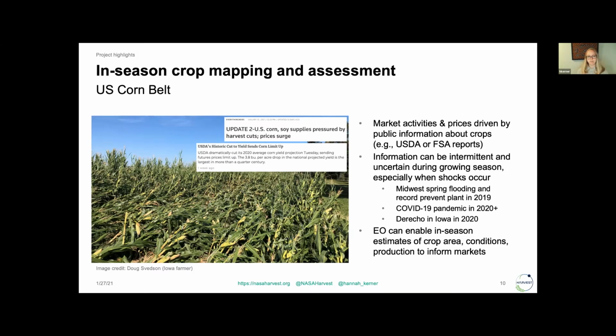And so these events really add additional uncertainty to an already uncertain system. For example, recently we've seen that corn and soy prices are really fluctuating right now. We're seeing record lows earlier in the growing season and then record highs now because the estimates of how much production there will be of these crops is changing. And so the markets are responding to that. So what we want to do is use Earth observations to provide in-season estimates of these factors that are important to the markets and to other agencies so that we can help to stabilize this decision-making and stabilize these prices.